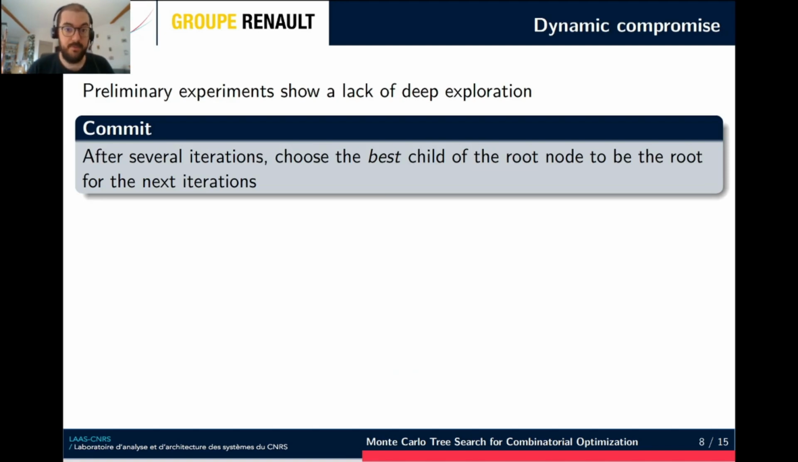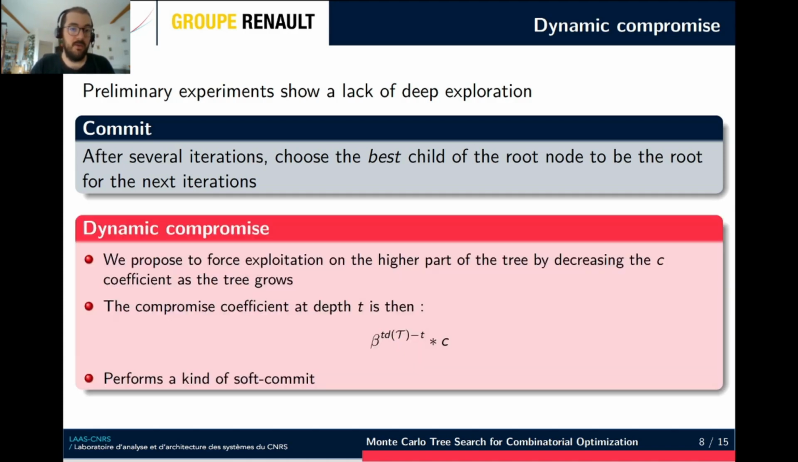So we modified a bit the behavior of the native algorithm for the selection phase. Preliminary experiments show a lack of deep exploration for instances with a large horizon. Usually in the regular MCTS, you will find what I call a commit here. In games, after a small timeout, the computer must play. Then it has to choose one child at the root node, the best child at the root node. In combinatorial optimization, you can do the same. After a timeout, you can commit the best decision at the root node and continue the search after, and you keep the tree behind the node you just chose.